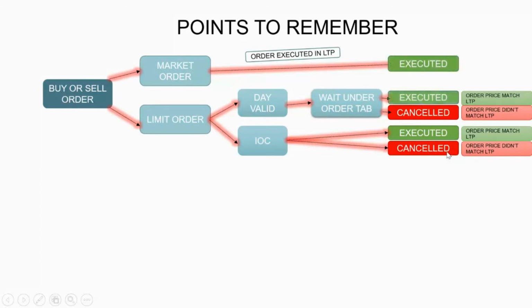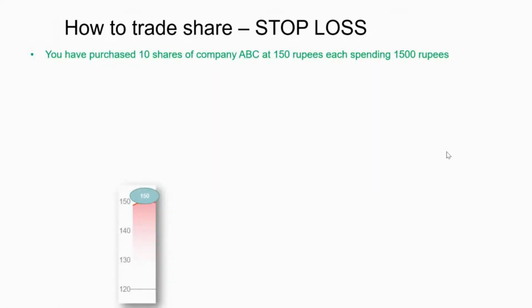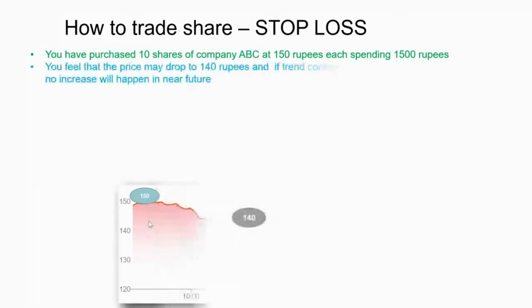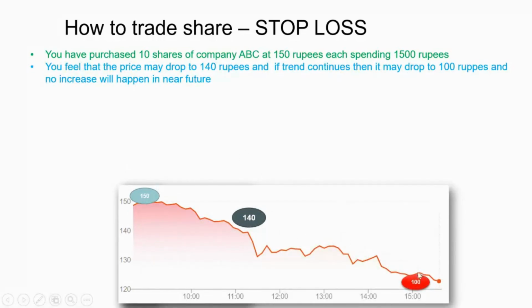Now let us see how we do a stop loss order. Remember, stop loss can be done for the shares that you are already holding. Suppose you have purchased 10 shares of a company ABC at 150 rupees for each share, spending a total of 1500 rupees. Now you feel that the price may drop to 140, and if the same drop trend continues, then the rate of the shares may fall even to 100 rupees.